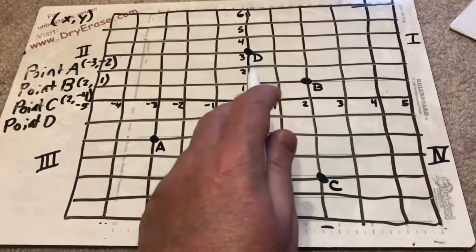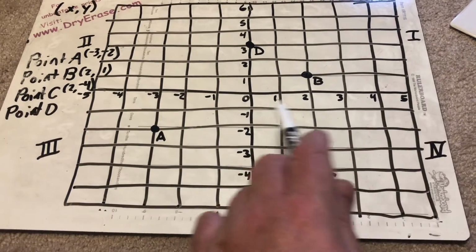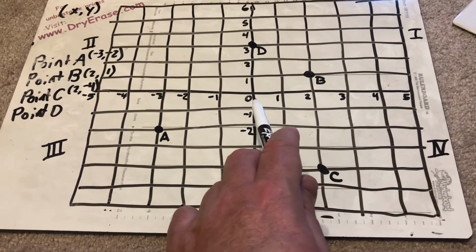My last one is point D. Well, I see that point D is right here. Well, on the x-axis, it goes to 0. So my x-coordinate is going to be 0.